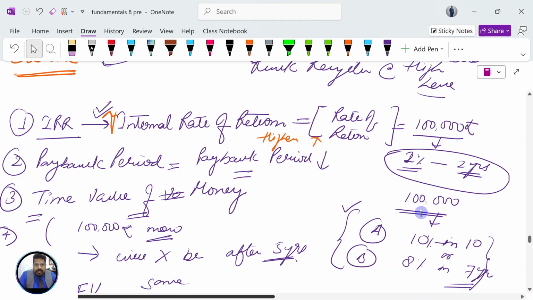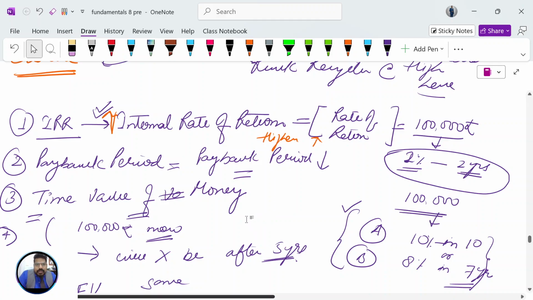Let's say, for example, there's a project which is giving you 10% return in 10 years and another giving 8% return in 7 years. Which project is closer? Which project will you choose based on payback period? Time value of money. The value of money is decreasing every day. The value of 100,000 now will not be the same as 100,000 after 5 years.